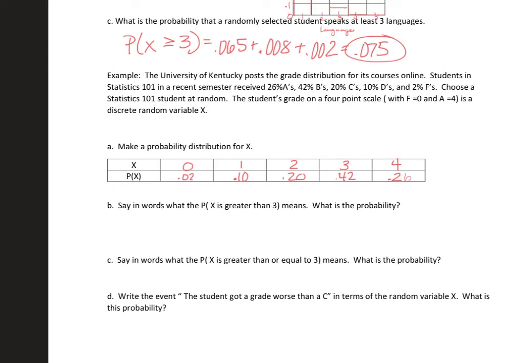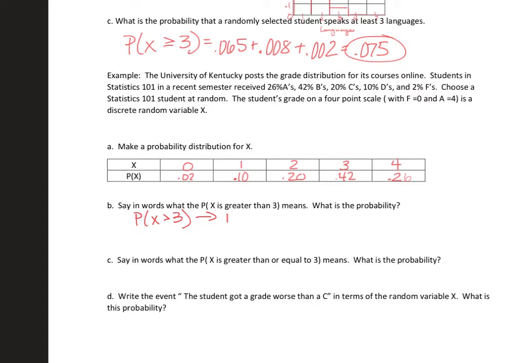So in the first problem, we want to find the probability, but we also want to interpret what it means for X to be greater than 3. What does that exactly mean in words? Well, it has to be greater than 3, so they have to earn a 4. That's the only possible thing here, and a 4 represents an A in this situation.